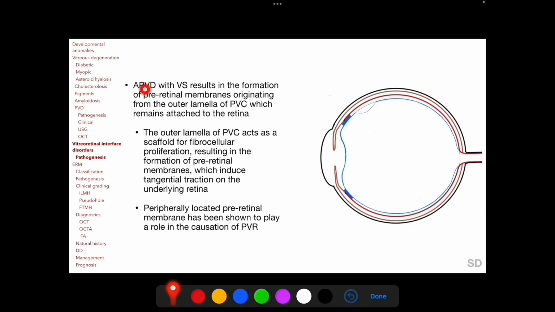next. Anomalous posterior vitreous detachment with vitreoschisis results in the formation of preretinal membranes originating from the outer lamella of posterior vitreous cortex, which remains attached to the retina. The outer lamella of posterior vitreous cortex acts as a scaffold for fibrocellular proliferation, resulting in the formation of preretinal membranes which induce tangential traction on the underlying retina. Such a preretinal membrane located peripherally has been shown to play a role in the causation of proliferative vitreoretinopathy, which we have discussed in an earlier session.